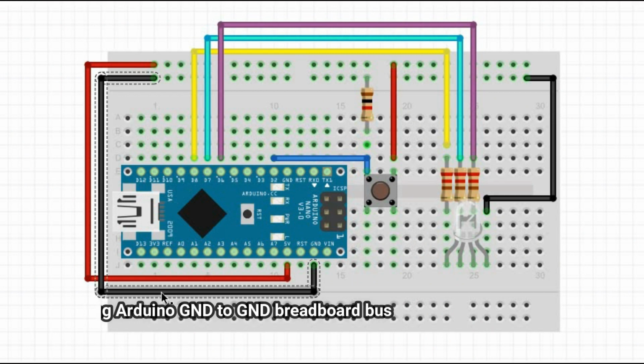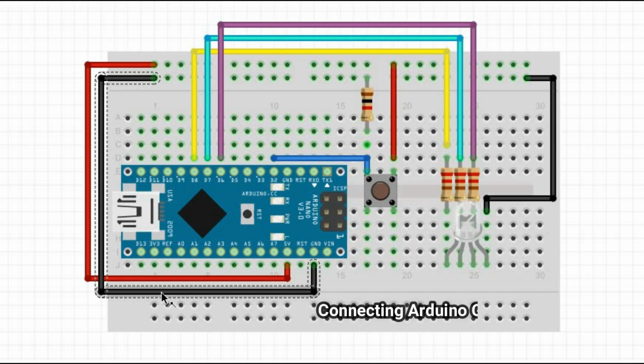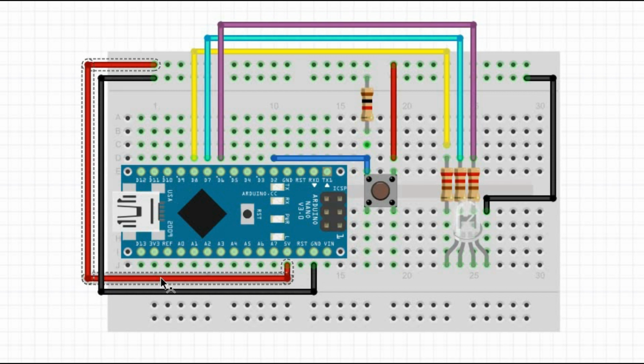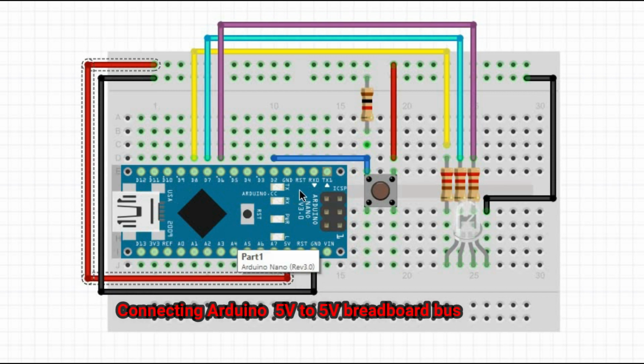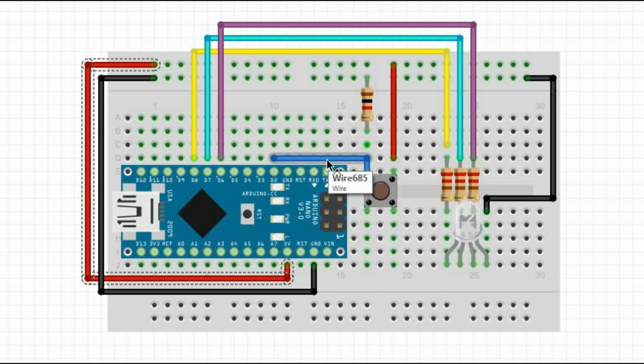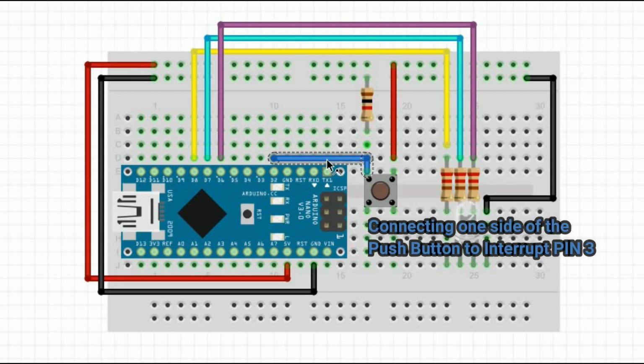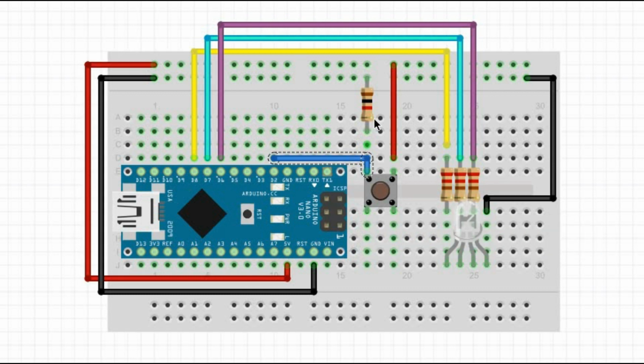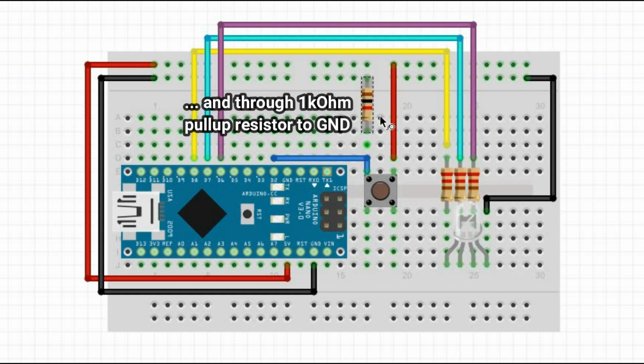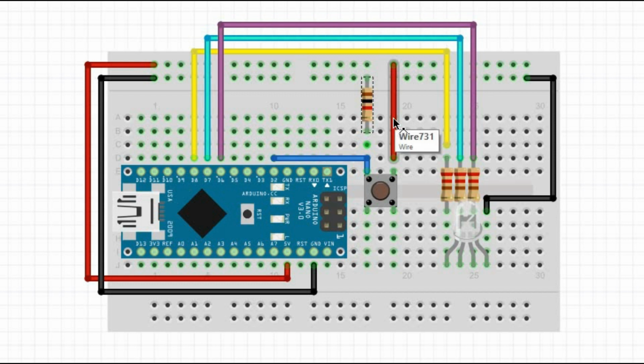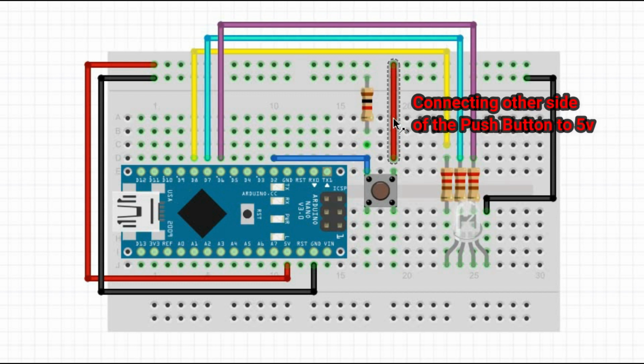Like in previous project, we connect ground and 5 volts of Arduino to 5 volts and ground buses of the breadboard. We connect one side of the push button to digital pin 3 and also to ground via 1K pull-up resistor. We connect the other side of the push button to 5 volts.